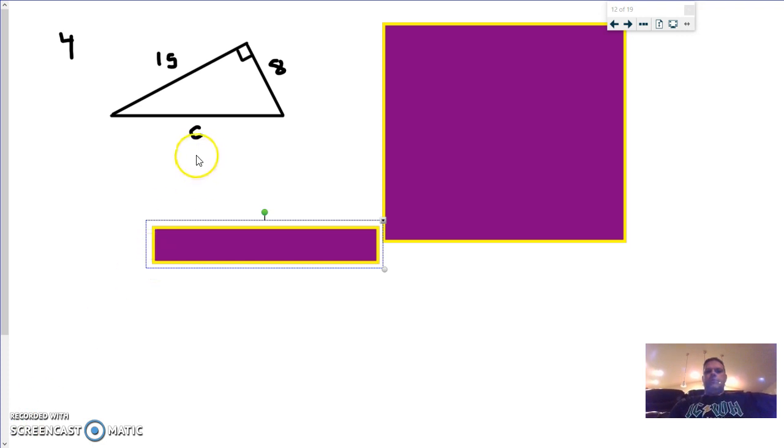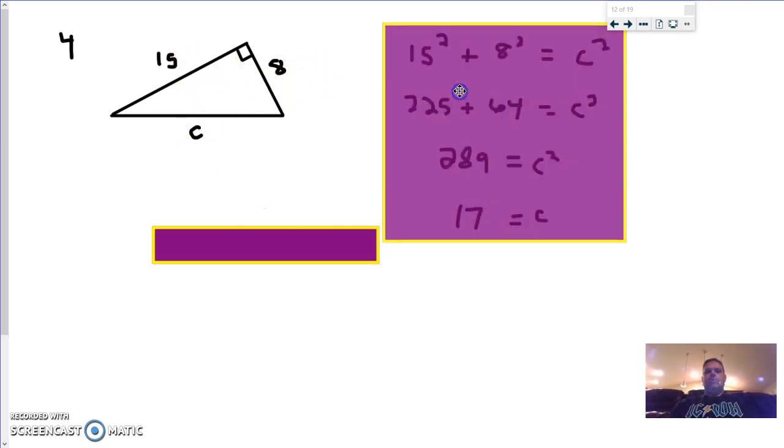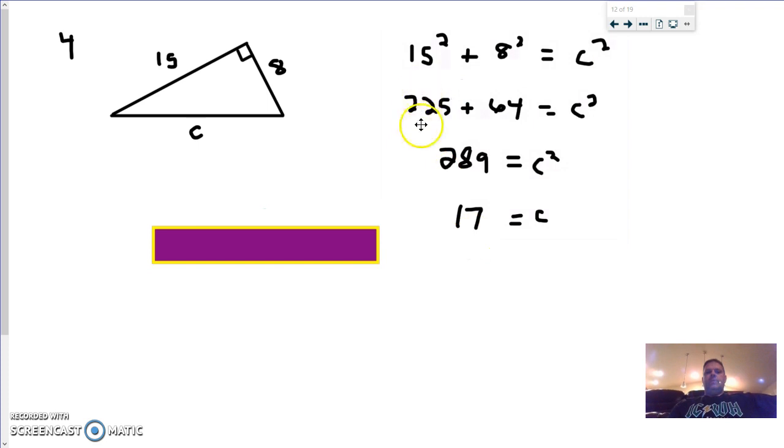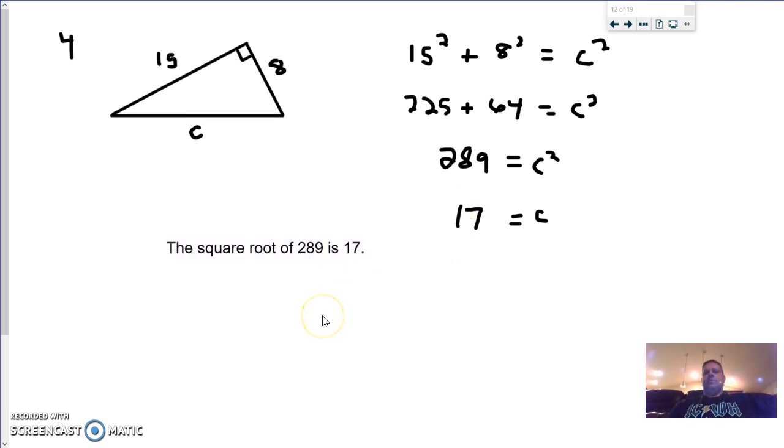Hopefully you were able to solve for the hypotenuse C by putting 8 squared plus 15 squared equals c squared. 15 squared is 225. 8 squared is 64. That equals c squared. So c squared equals 289 when I add those two together. We then take the square root of 289 and we get c equals 17.